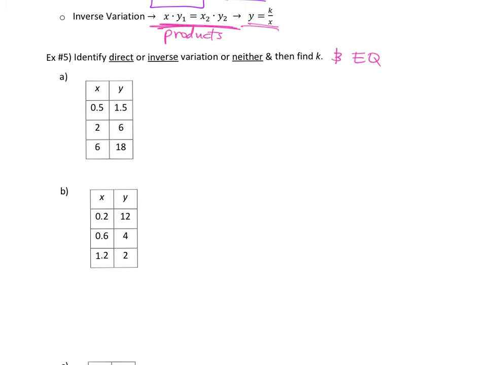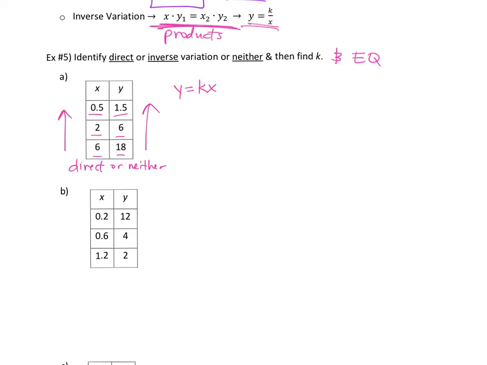Okay, so on this first one, if you look at your numbers, as we go down 0.5, 2, and 6, our numbers are going up, right? As we move down the side, 1.5, 6, and 18, those numbers are going up as well. So this is either direct variation or neither, okay? We can just see by looking at it, it's not inverse. Okay, so if it's direct variation, that would be this equation, y equals k times x.